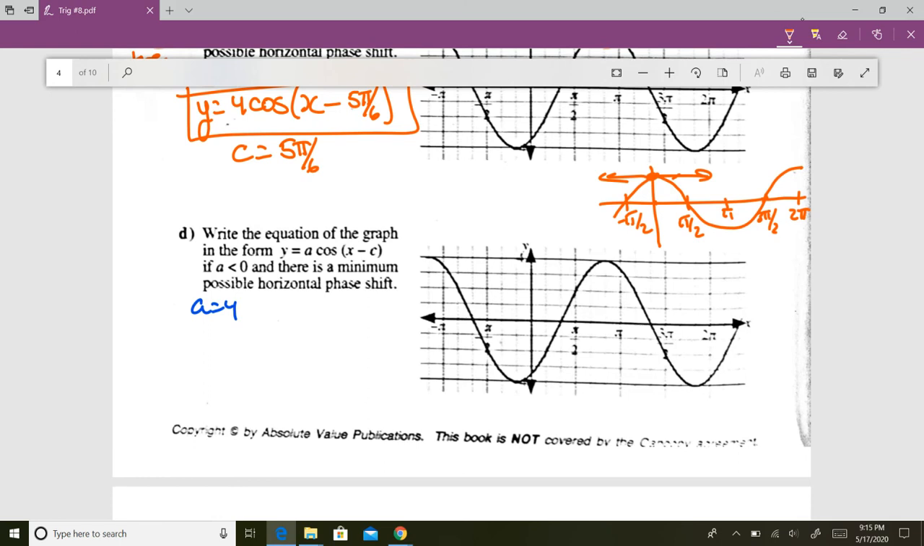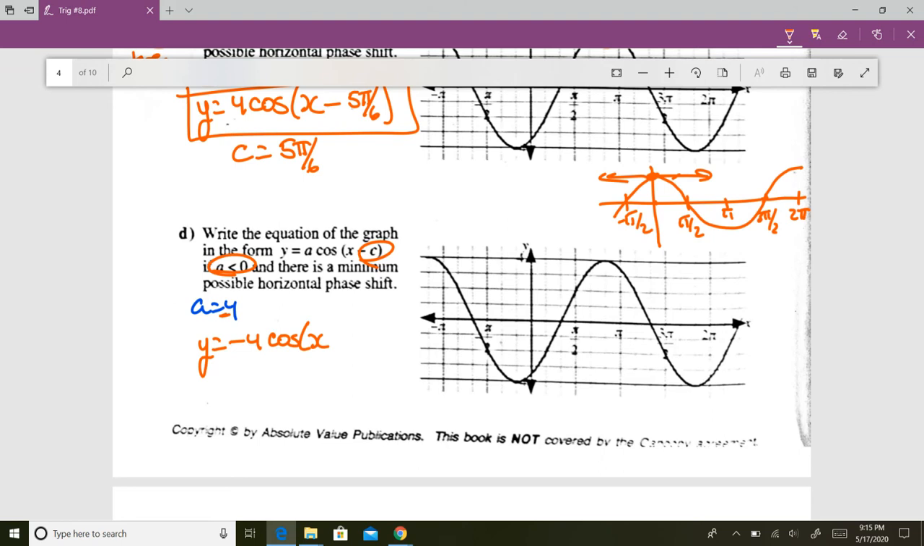Now, a has to be negative. They've just defined it that way. We just put a negative on our a value. The equation is going to be negative 4 cos x.